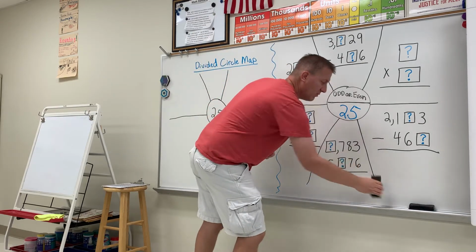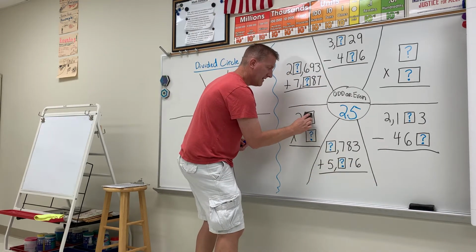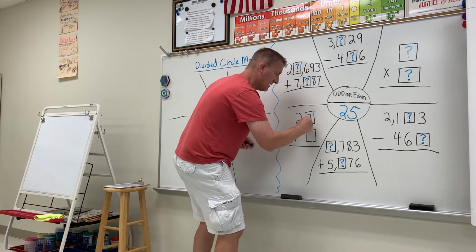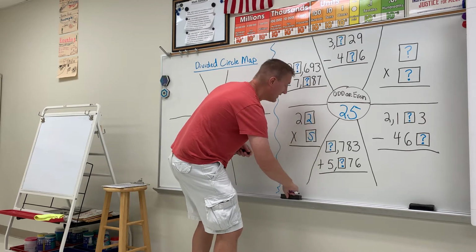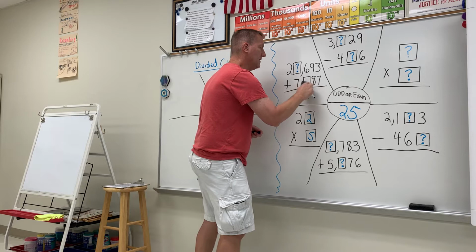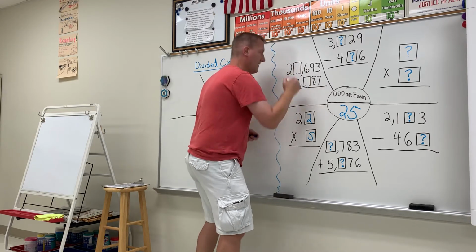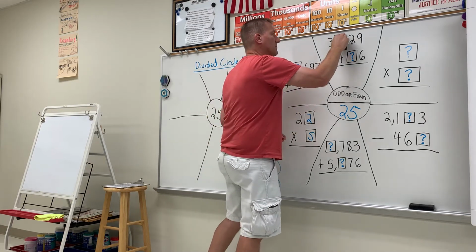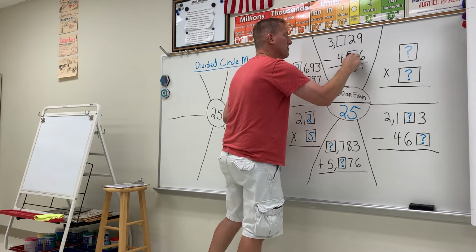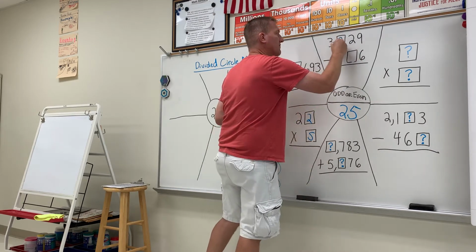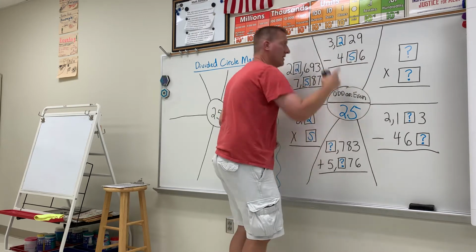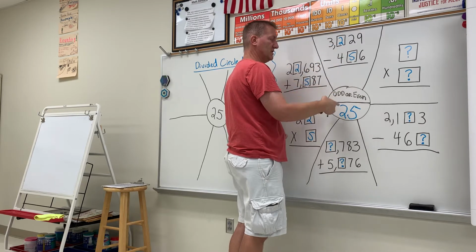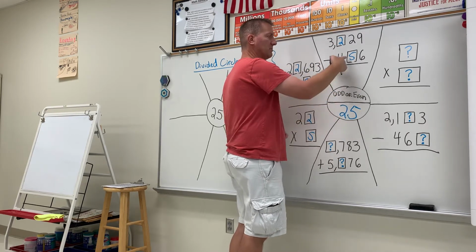Okay, I'll show you what that looks like real quick. So if I erase the question marks out of there, and I actually write the 2 and the 5 in there, then you would just solve the problems. So the first digit, the tens place, always goes in the first space. The ones place always goes in the second.